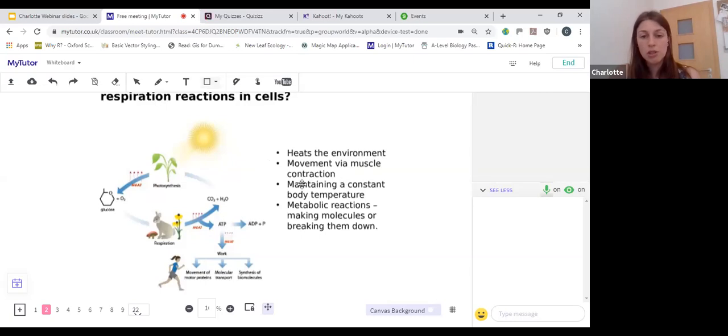The energy is also used for maintaining a constant body temperature, which we need to do as mammals. We're going to talk about that more on Friday. And also for metabolic reactions, which, as I said, is making molecules or breaking them down. Just a little bit about movement via muscle contraction.